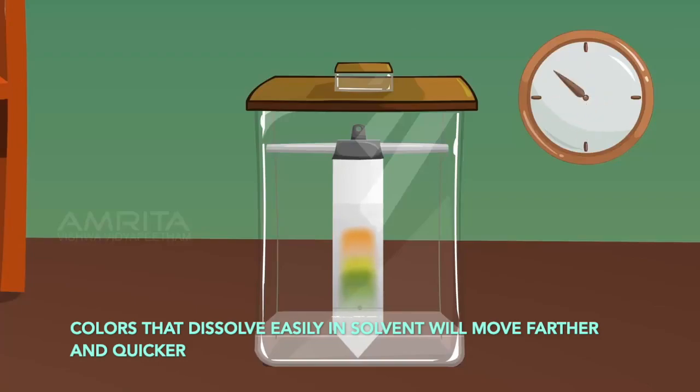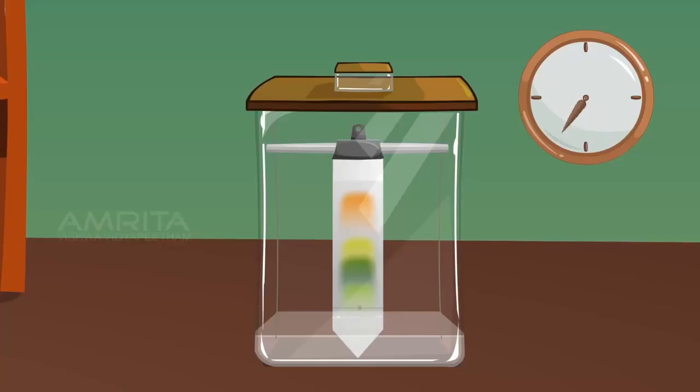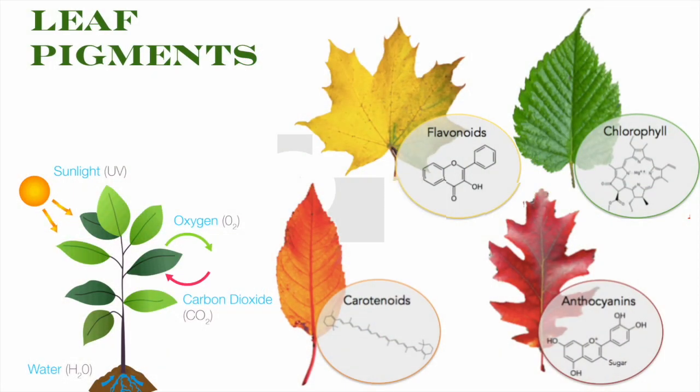By using paper chromatography, the different colors that make up black ink and pigments in leaves can be separated and made visible. Pigments are colorful compounds that absorb light. Pigment structure and amount determine variations in color.